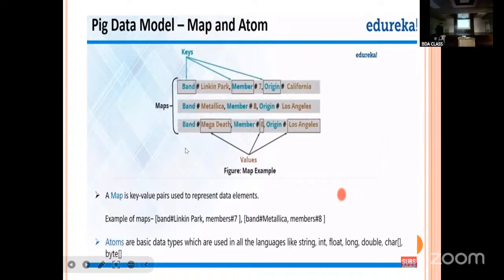Here, write down that atom and a map. Here write down map is a key value pair. A map is a key value pair used to represent data elements.